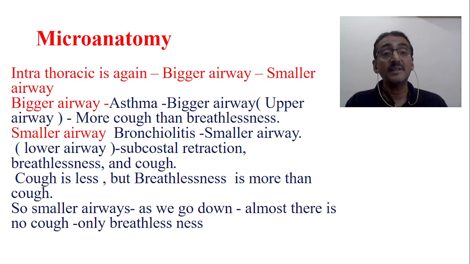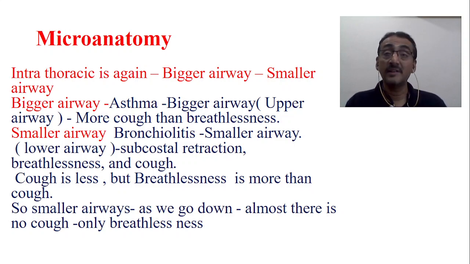Now intrathoracic is again divided into bigger airway and smaller airway. This is a repetition. In the bigger airway, the most common presentation is wheeze, which is seen in asthma. Asthma is basically a disease of the lower respiratory tract, bigger airways. Bronchiolitis is actually the disease of the smaller airways, lower respiratory tract, intrathoracic part, and an example is bronchiolitis.